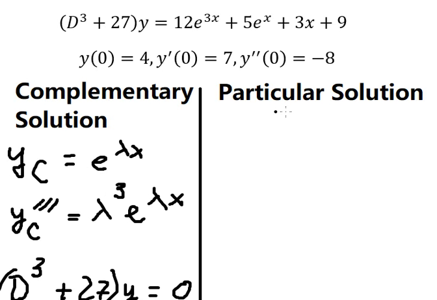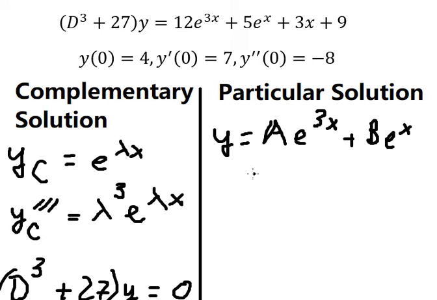Now let's go to the particular solution. So we have this one on the right. So y in here, I will put a e to the power of 3s plus b e to the power of s plus 3s plus 9. Oh, sorry, wrong. That should be cs plus d, because we have s and we have the constant.